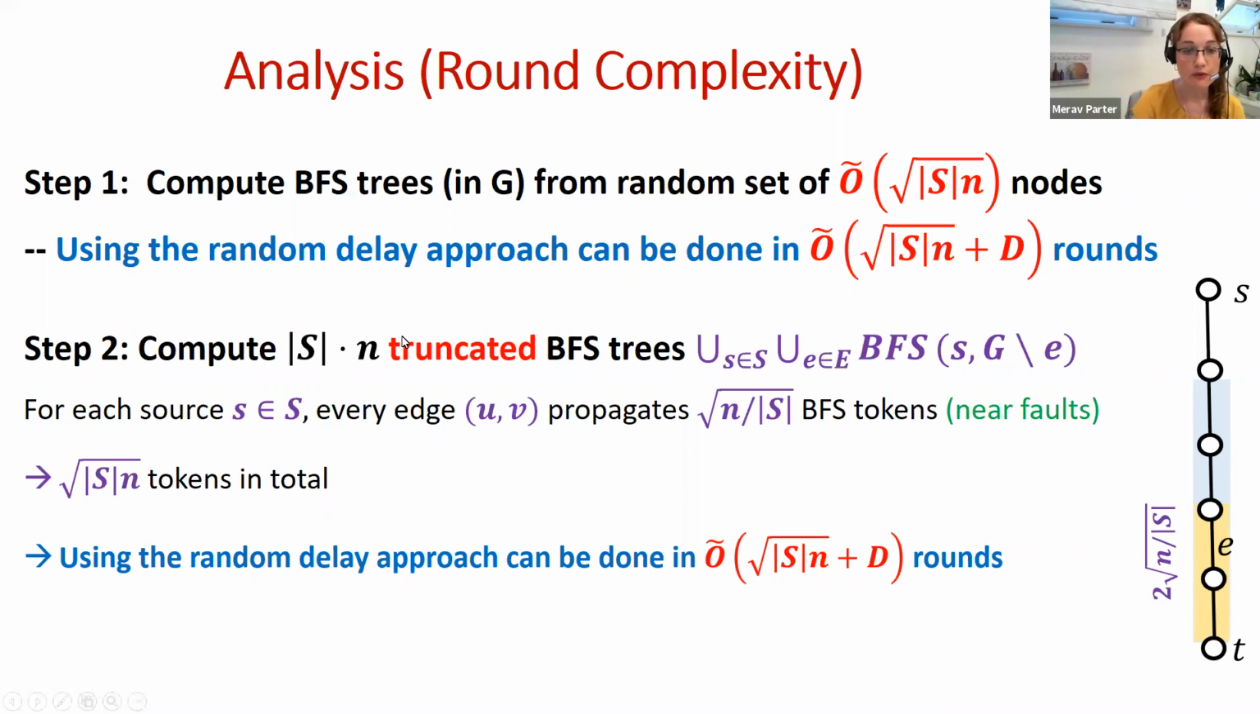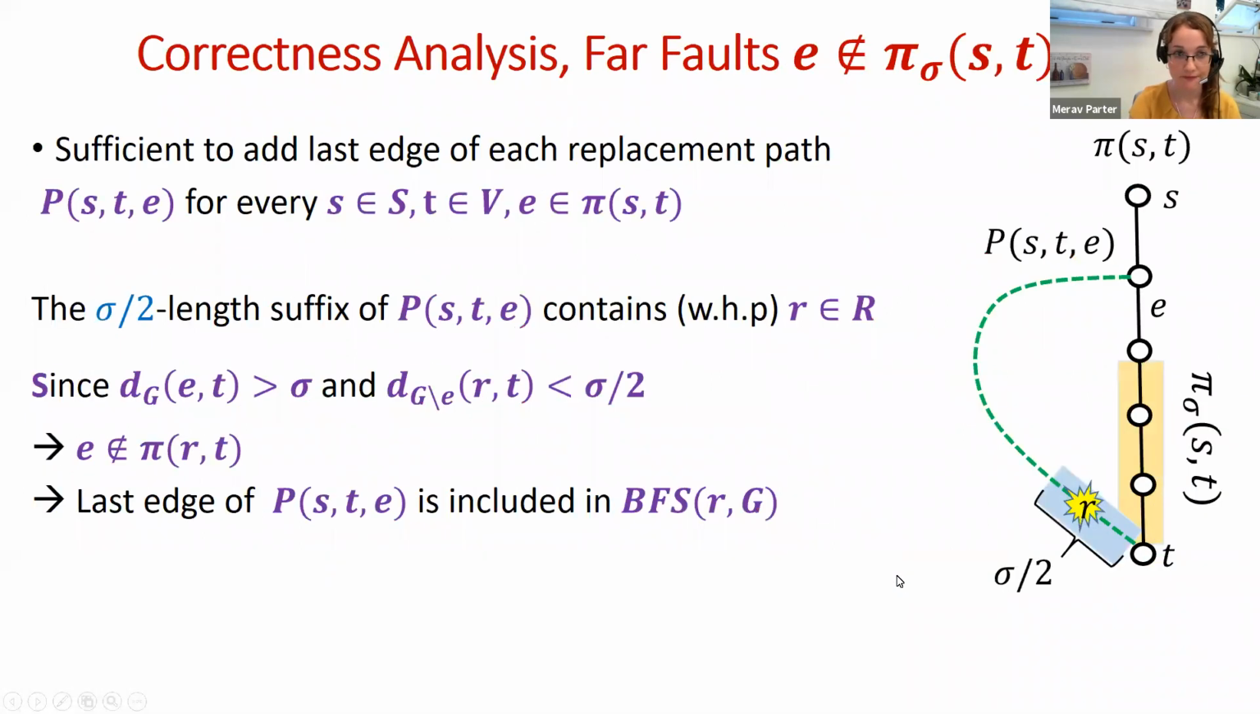Then we are going to compute this many truncated BFS trees, but since we only propagate edges of near edges, the total congestion is going to be this square root Sn, and using the random delay approach, this can be done in, again, square root Sn plus the remaining rounds.